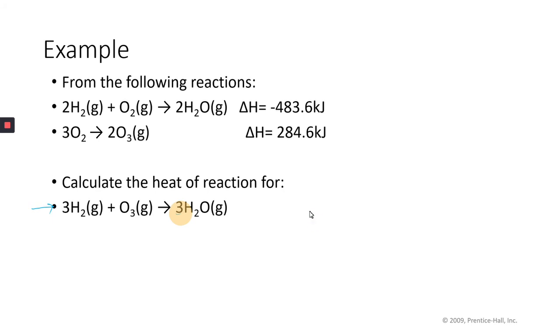Okay? So I'm going to rewrite this. And my delta H for this is negative 483.6 kilojoules. So in order to get 3 moles, I need to multiply this whole thing by 3/2, right? The 2's will cancel out, and I'll end up with 3 waters. So whatever I do to my reaction, I have to do to my delta H. The second reaction, my ozone's on the wrong side, so I need to flip it.